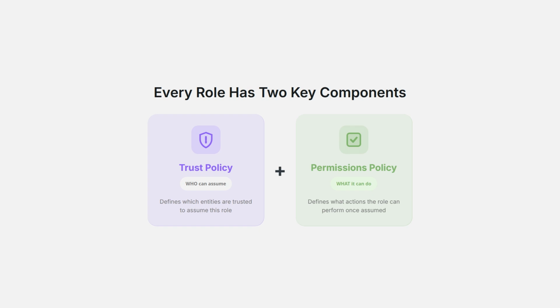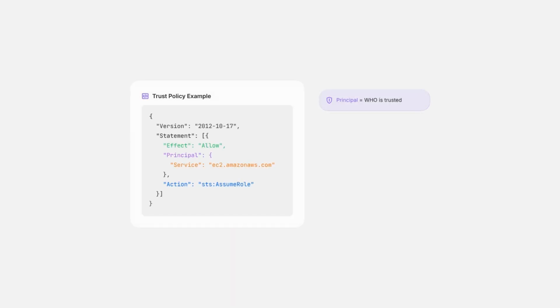Every role has two key components. First, a trust policy that defines WHO can assume the role. Second, a permissions policy that defines what the role can do once assumed. Here's what a trust policy looks like. This one allows the EC2 service to assume this role.